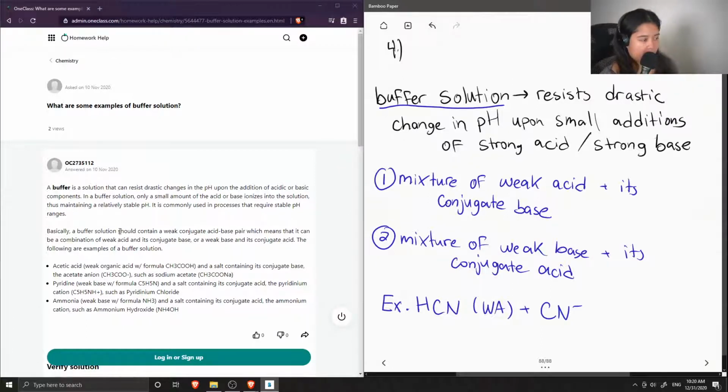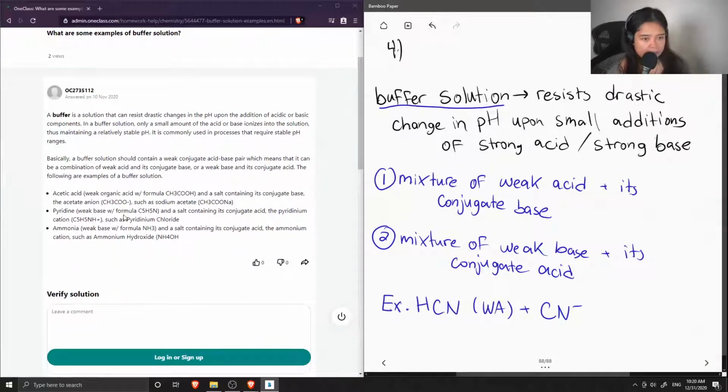And the junior tutor said that a buffer is a solution that can resist drastic changes in the pH on the addition of acidic or basic components. In a buffer solution, only a small amount of the acid or base ionizes into the solution, thus maintaining a relatively stable pH. It is commonly used in processes that require stable pH ranges. Basically, a buffer solution should contain a weak conjugate acid-base pair, which means that it can be a combination of a weak acid and its conjugate base, or a weak base and its conjugate acid.